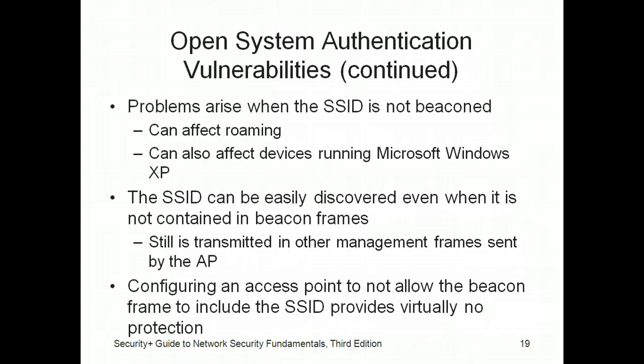The SSID can be easily discovered even when it's not contained in a beacon frame. It's still transmitted, but it's in other frames sent by the access point, just not in the beaconing frame. Like in the AirSnort program that I'll play with on Thursday and show you, AirSnort will notice a non-beaconing SSID easily, because it does show it in other packets as it goes across the air. Configuring an access point to not allow beaconing is simple. There's a checkbox on most of your routers that says turn off SSID beaconing.